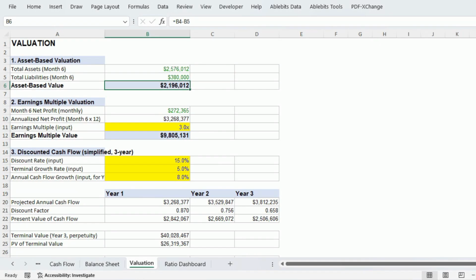For the last 4 episodes, we built a complete financial model: income statement, cash flow, balance sheet, and then used that same model to make real decisions, like whether we could afford a loan. But one question still remains, and it is probably the one people ask most. What is this business actually worth? Today we are talking about valuations, and I'll show you 3 simple methods that professionals actually use.